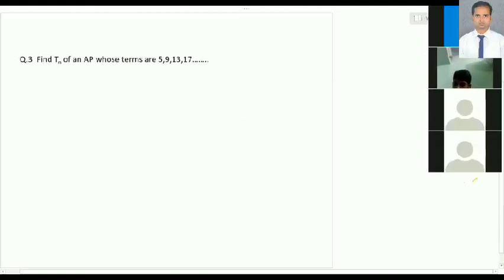Next question we have given as: find Tn of an AP whose terms are given. Terms are given means what? First term you have given 5. First term is T1, T1 value is A. A value is given as 5. And T2 value is given as 9. 9 means A plus D. A plus D value is given as 9.